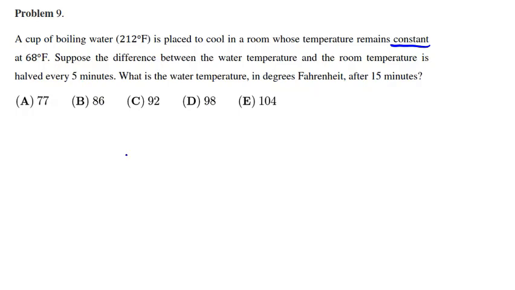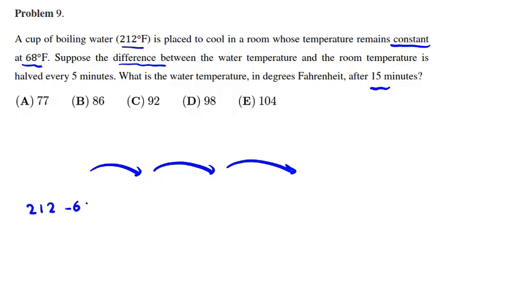Okay. So in each 5 minutes, we have 3 steps. First 5 minutes, second and third 5 minutes, because we have 15 minutes. The temperature of the cup of boiling water is 212 and the room is 68. And the problem says their difference will be halved every 5 minutes. So their difference at first is 212 minus 68, which is 144. In the first step, 72. Then 36. And after 15 minutes, it will be 18.